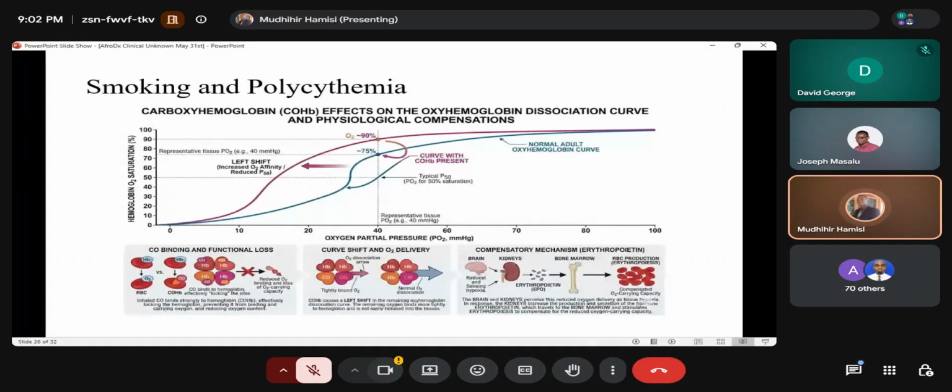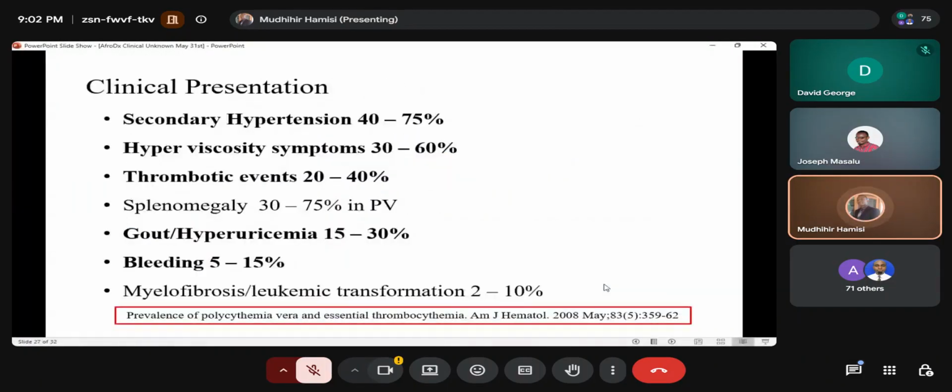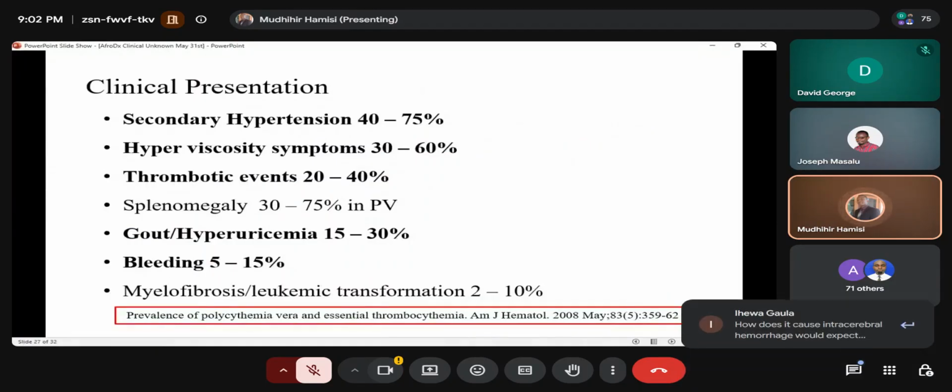So the patient will have tissue hypoxia, and then the kidney will respond by releasing erythropoietin, which will go to the bone marrow and tend to release a lot of RBCs, and the patient will have erythrocytosis. And most of the patients are symptomatic, most of them.